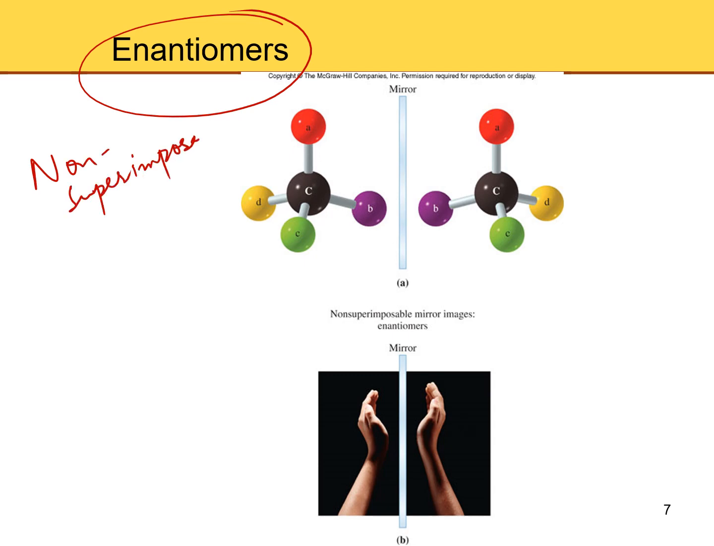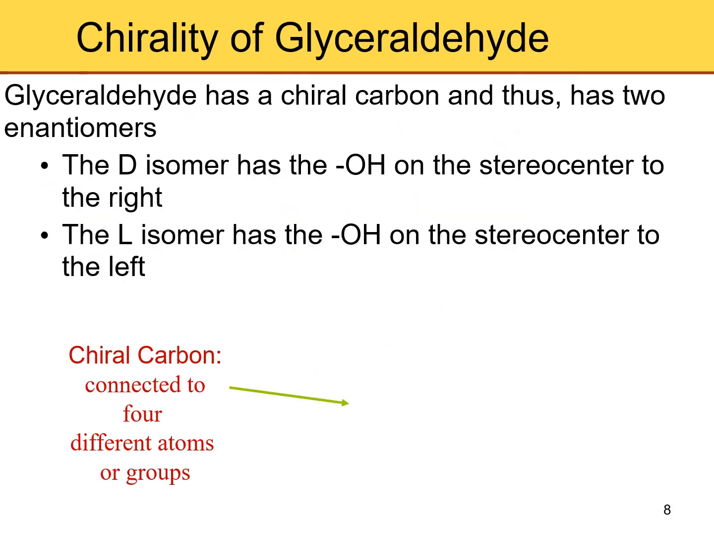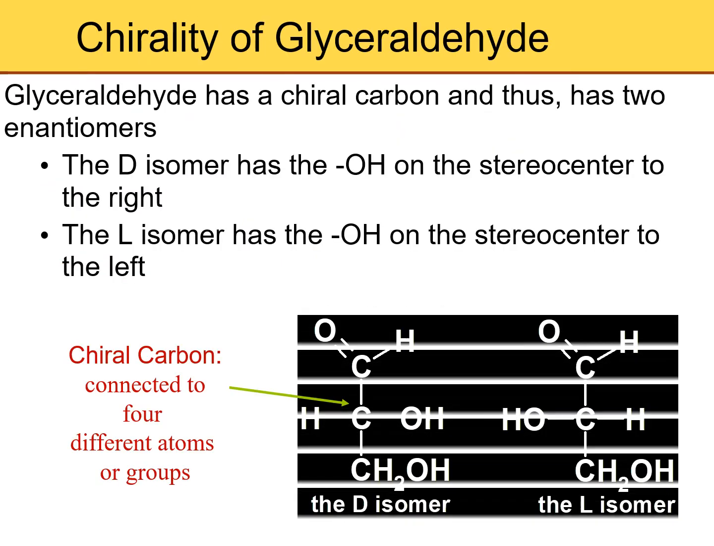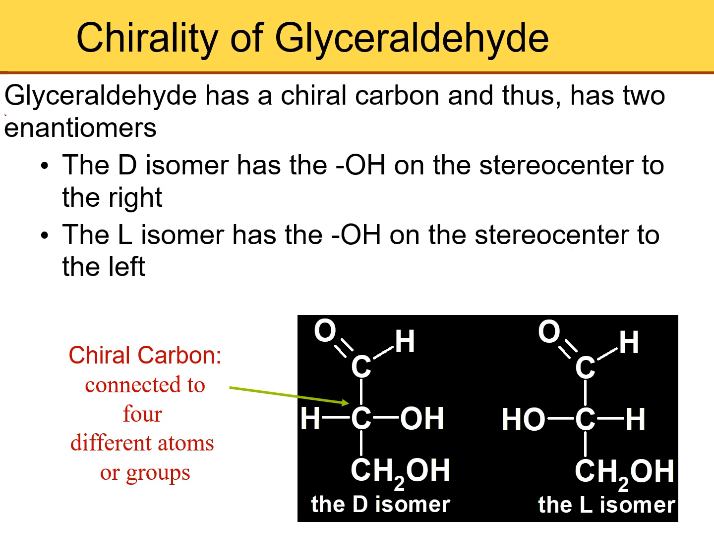non-superimposable mirror images, right? So again, just like our hand, this is the plane of the mirror, and B is close to the mirror, and we write B close to the mirror. Here D is away and D is away, and so on and so forth. Okay. All right. So the first molecule that we'll talk about is called glyceraldehyde, right? That I want you to memorize.